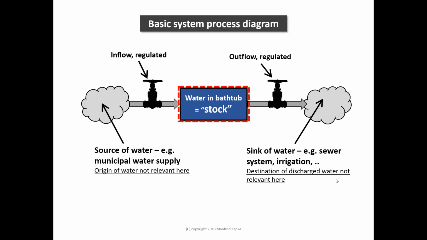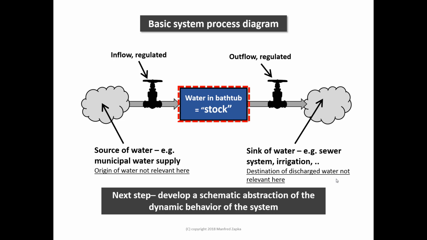So once we have the diagram, the next step will be to develop a schematic abstraction of the dynamic behavior of the system, because we already told that we have an inflow and an outflow, and the inflow and outflow has some kind of a dynamic influence, a dynamic process on the stock of the system, which is the water in the tub.